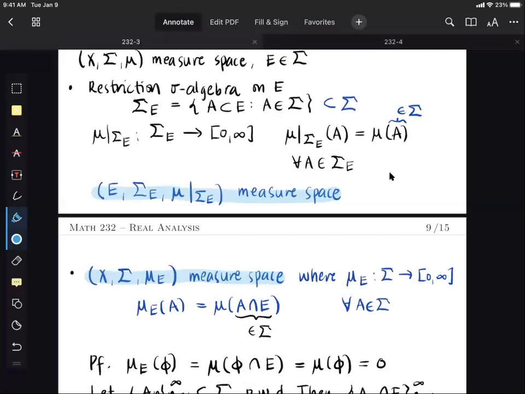So that's it for measures. In the next lecture, we will again revisit contents and pre-measures.